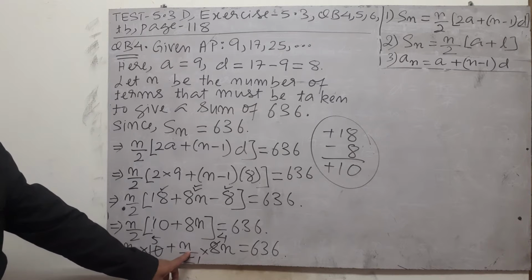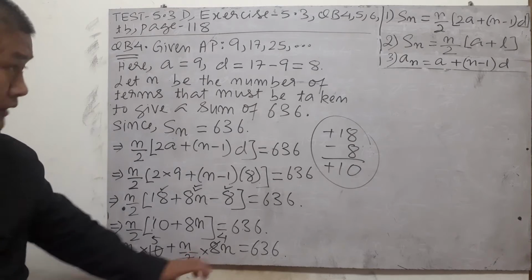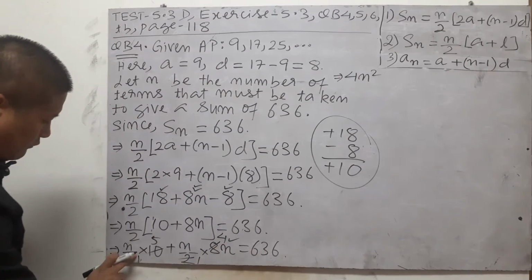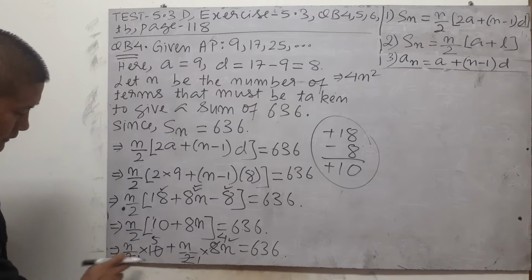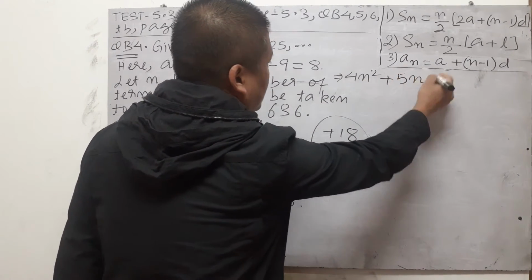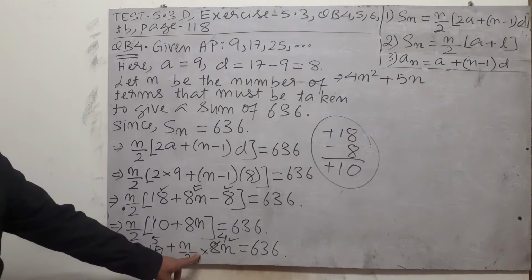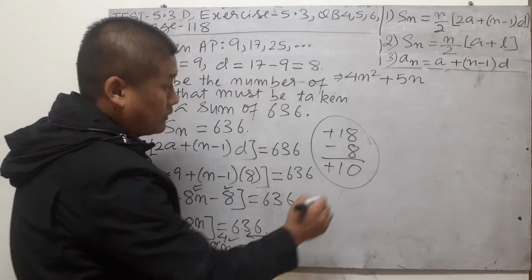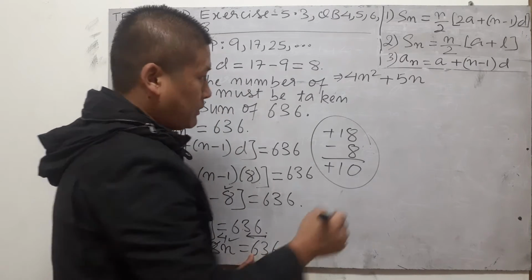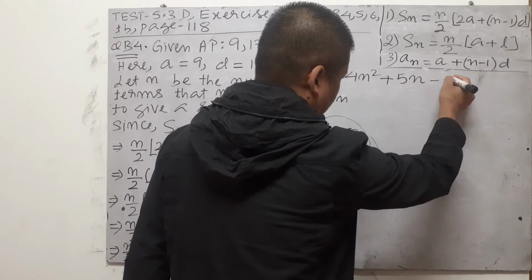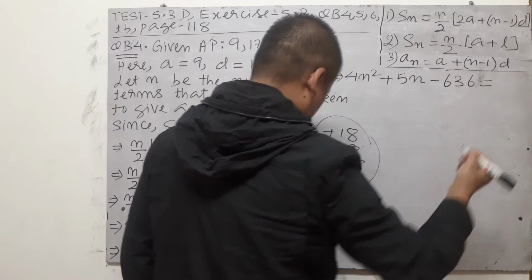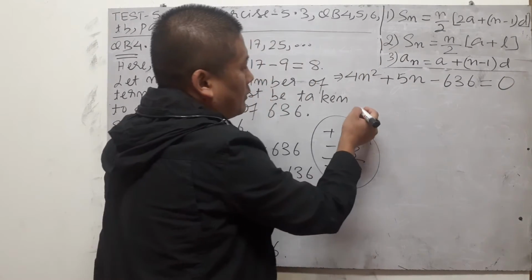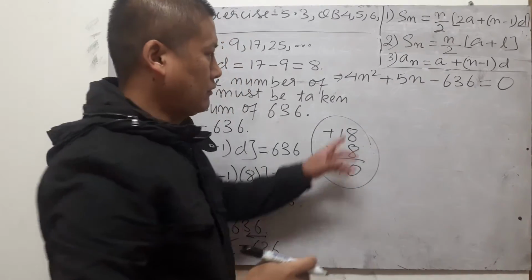So let's write this first, because this is going to be the n squared term. So 4 into n gives 4n squared. And then 5 into n is left, so plus 5n, because there is no sign, meaning plus. So 4n squared plus 5n, and let's bring 636 from right to left: plus 636 becomes minus 636 on the left side, equal to 0. So now it looks like a typical quadratic equation.